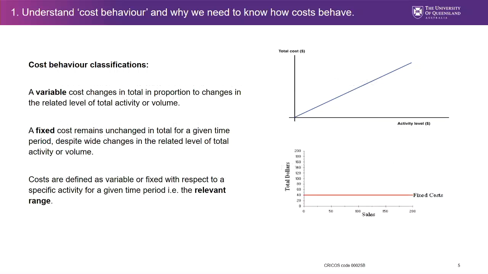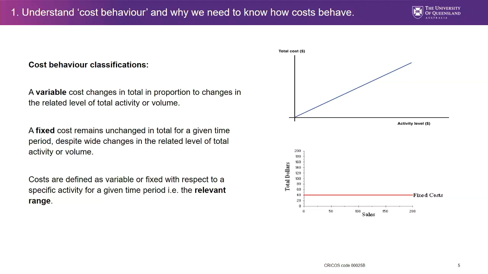Okay, so we can categorise costs as behaving in a variable way or a fixed way or as a mixed cost. So a variable cost in total changes in proportion to the change in activity. So we have activity on the x-axis and costs on the y-axis, and we start at 0 and we increase with every unit of activity in an equal fashion. So we've got a straight line. So this is just an example. You can have non-linear costs, but we're going to focus on linear costs today.